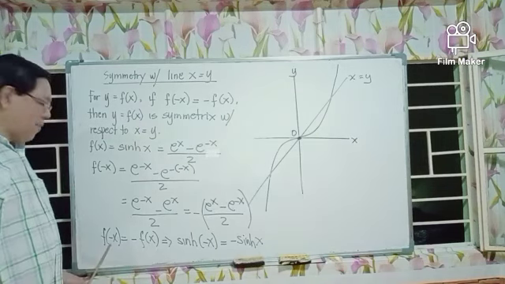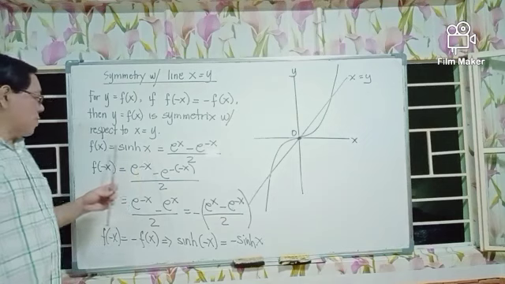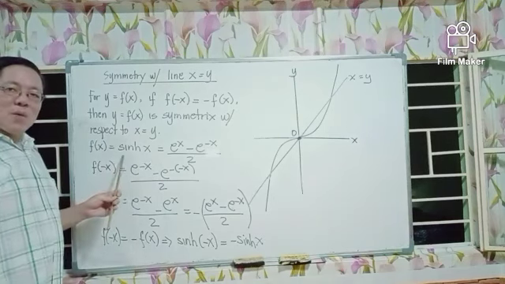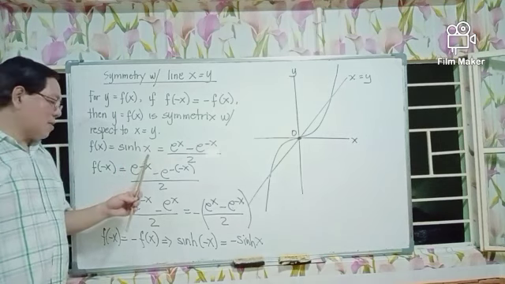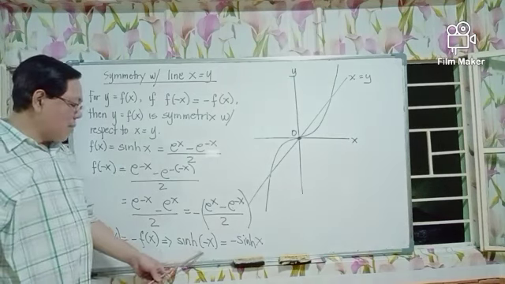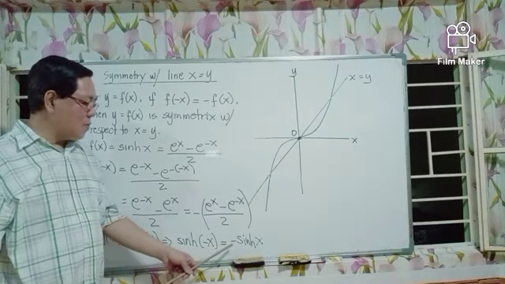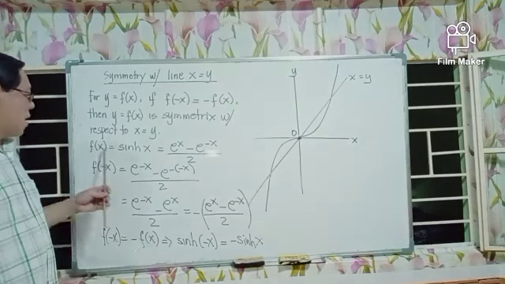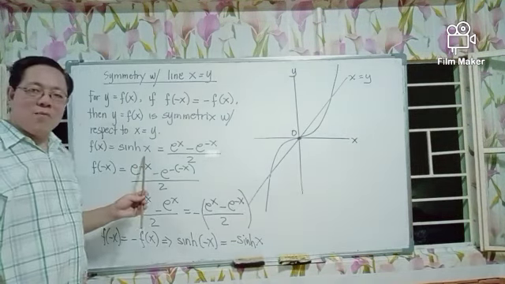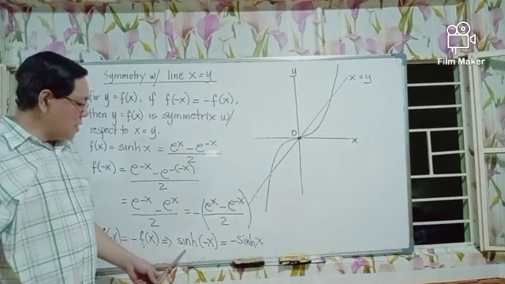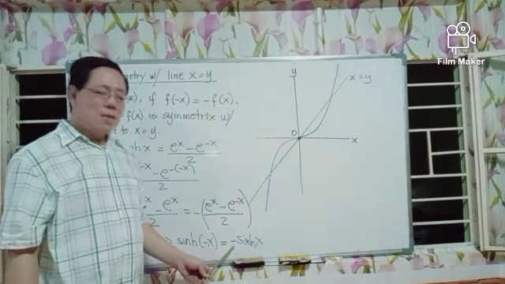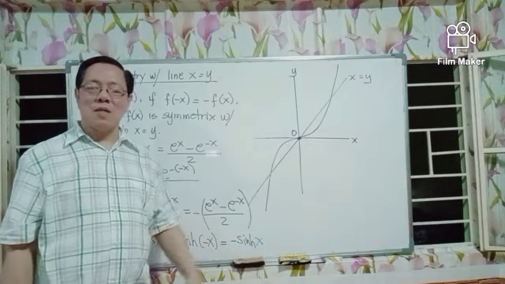And f of minus x is equal to hyperbolic sine of minus x. We replace x with negative x. F of minus x equals hyperbolic sine of minus x. And we have shown that the hyperbolic sine of minus x is equal to negative of f of x, where f of x is hyperbolic sine of x. Thus, we have shown that the hyperbolic sine of negative x is equal to negative of the hyperbolic sine of x.